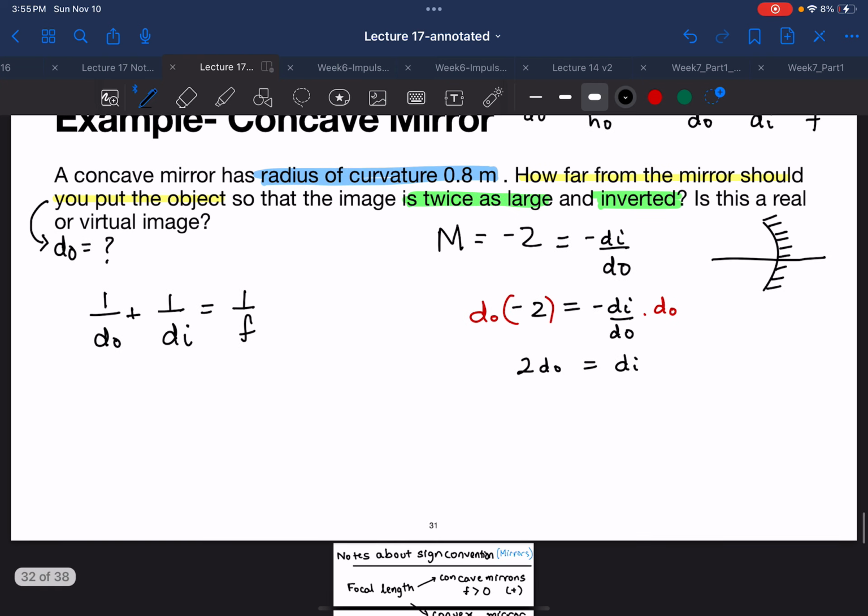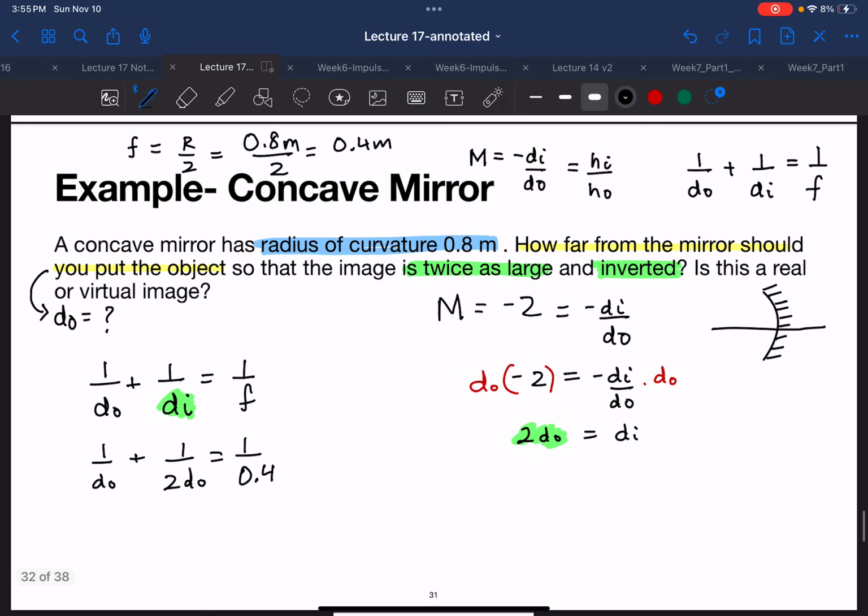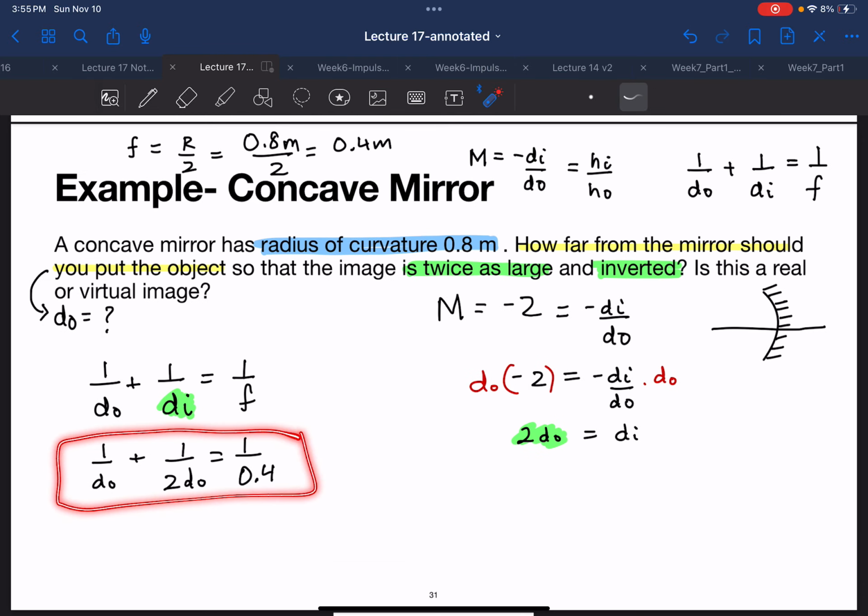So we plug it all in. We get 1 over d0 plus 1 over, and I'm going to go ahead and replace image distance with 2 times object distance. So 2 times d0 equals 1 over f, and f is 1 over, and 0.8 divided by 2 is 0.4 meters. So I'm going to go ahead and drop the units and just plug in 0.4 since it's in SI units. That should be fine. We'll just keep track of the fact that everything in here will be in SI units. So 1 over d0 plus 1 over 2 d0.